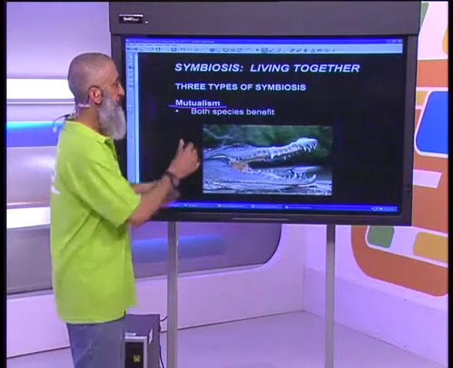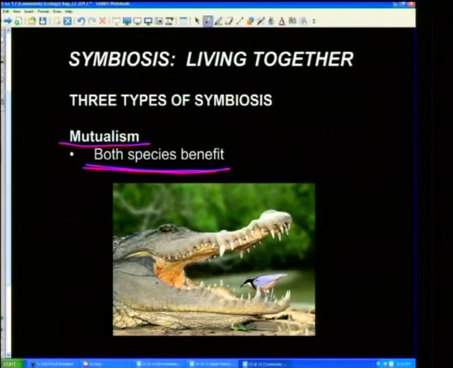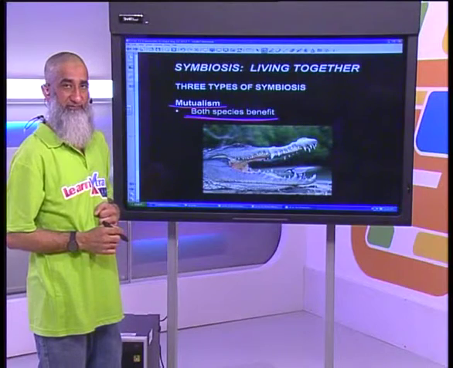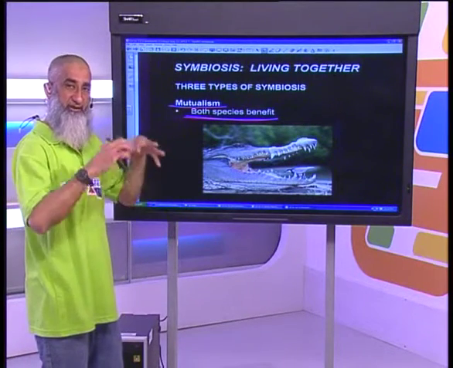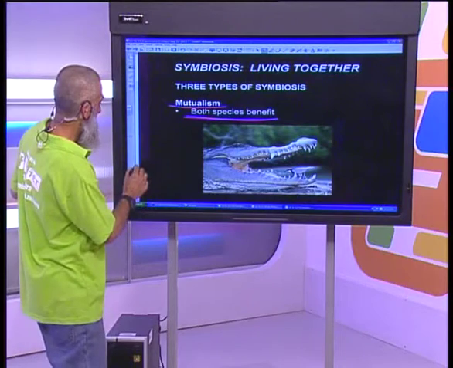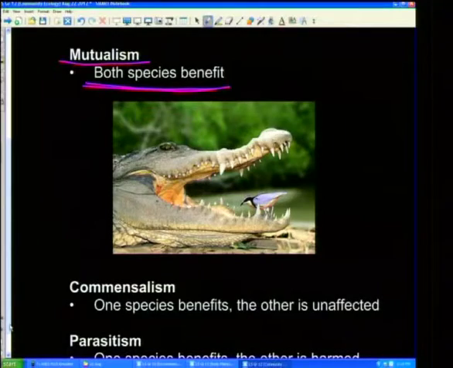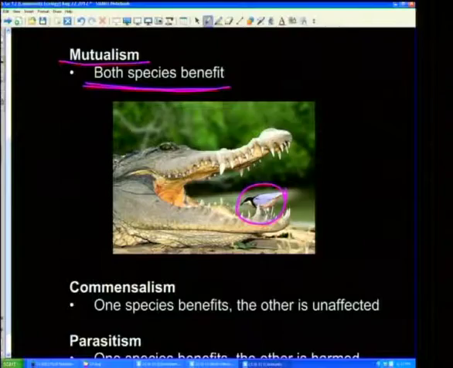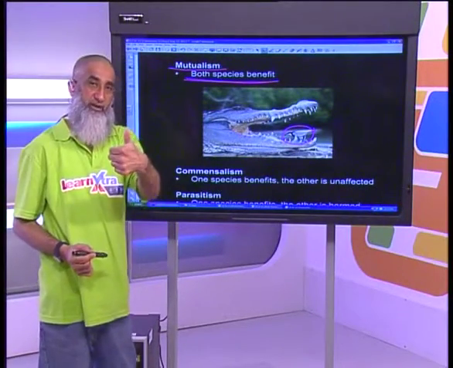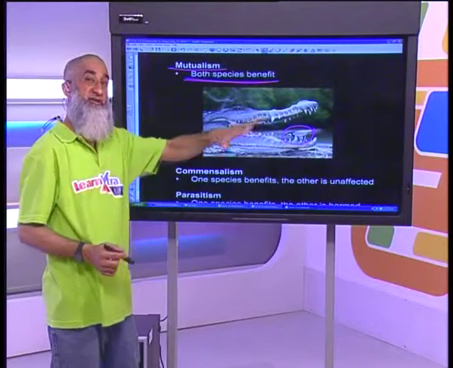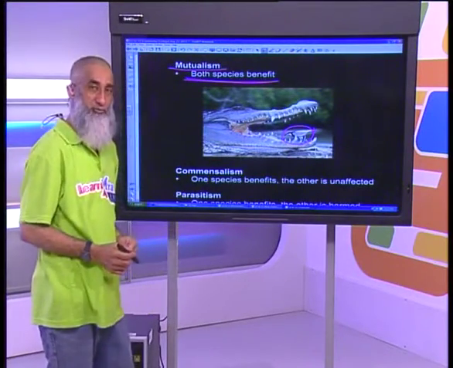So mutualism is when both species benefit. They will live together in such a way that they have a relationship that both organisms will benefit. Look at this particular example here. This little bird is living closely with the crocodile. It does a toothpick job for the crocodile. In other words, it gets rid of all the debris between the teeth, and at the same time, the bird gets food, number one. The crocodile is getting a free dental checkup, if you want to call it that.